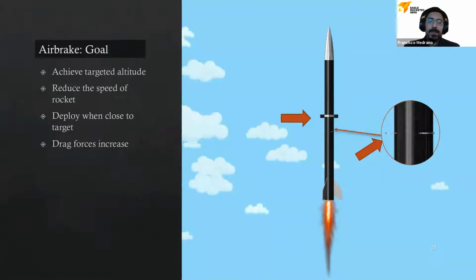Thank you. For the air brakes, the goal is to achieve target altitude, and the way this will be done is by reducing the speed of the rocket when we deploy the air brakes close to target altitude. When we deploy the air brake, drag forces will increase, and this is what's going to cause the rocket to decelerate and come to a complete stop.